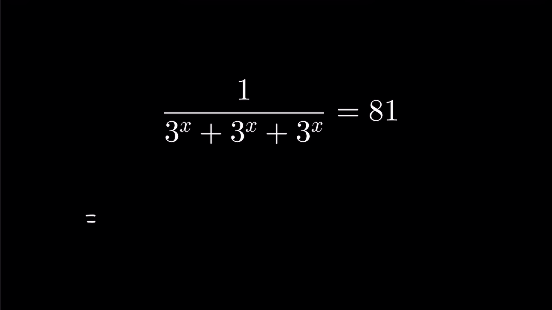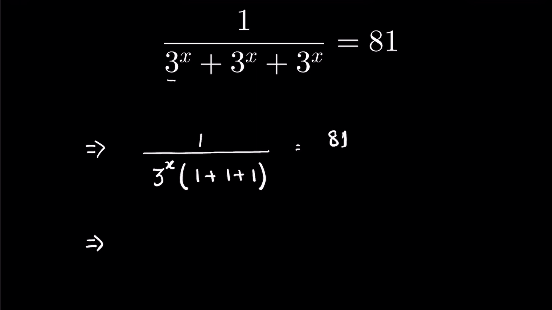Let's solve it. So 1 upon 3 to the power x, we can take common and write it as 3 to the power x bracket 1 plus 1 is equal to 81, or 1 upon 3 to the power x times 3. 81 we can write it as 3 to the power 4.